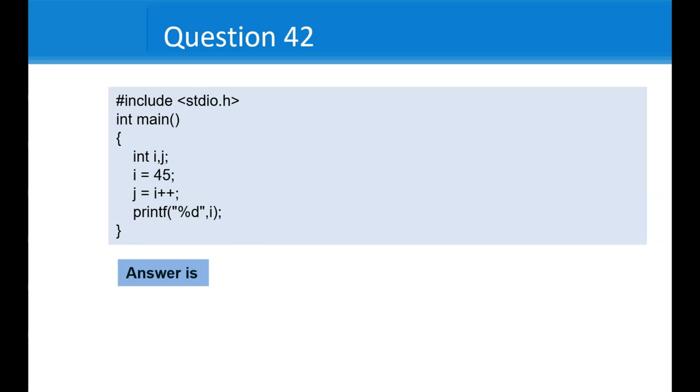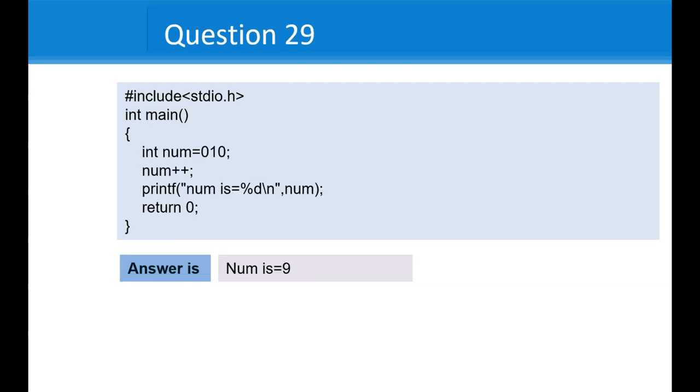Let's move on with the next one. int main, int i, j; i is equal to 45, j is equal to i++. Here we are printing i and not j. So 45 will get assigned to j and then i will get incremented to 46. So the answer is 46.